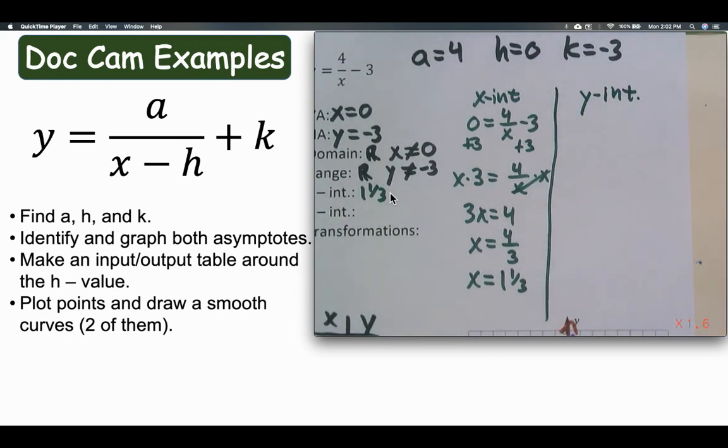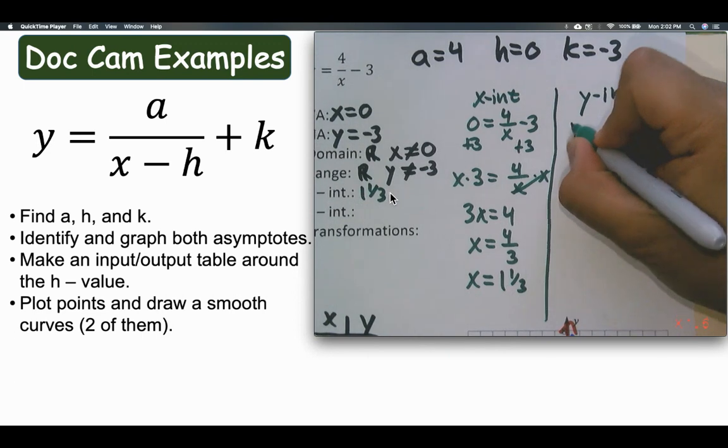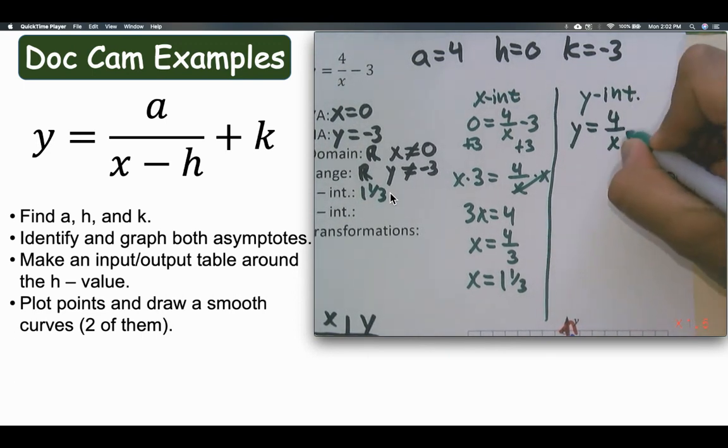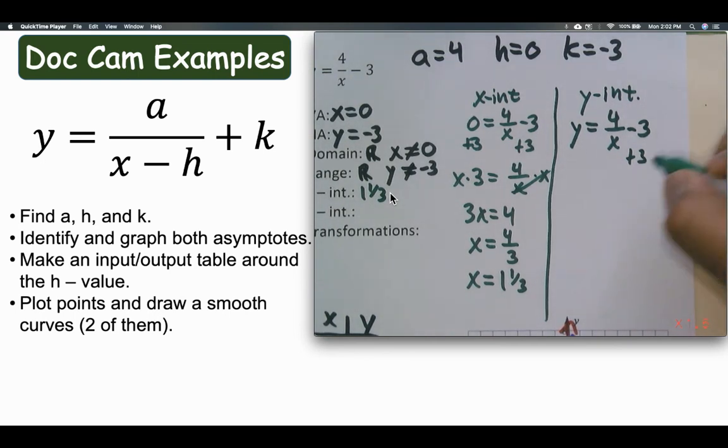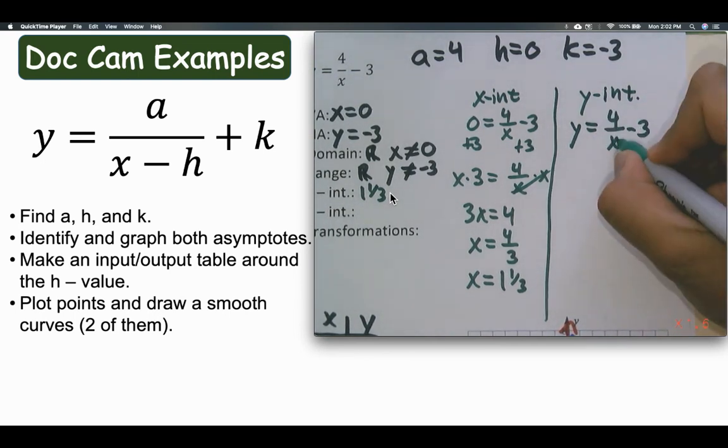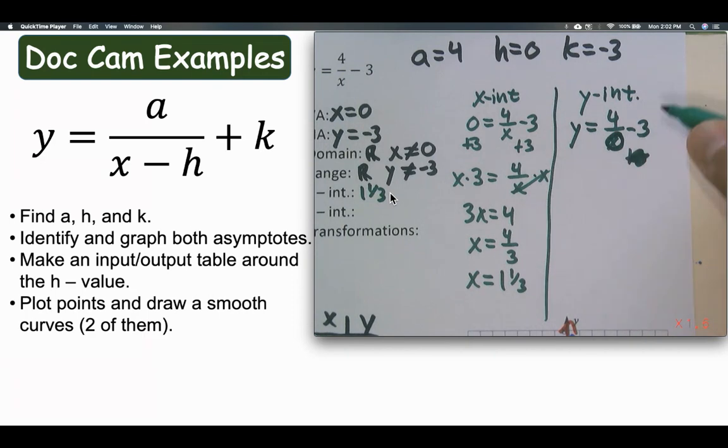A lot of work, huh? So we got y equals 4 over x minus 3. We're going to add 3 to both sides. Whoops, sorry. Y-intercept, that should be 0. X is 0 for your y-intercept. Now, if you notice 4 divided by 0, that's not going to work.